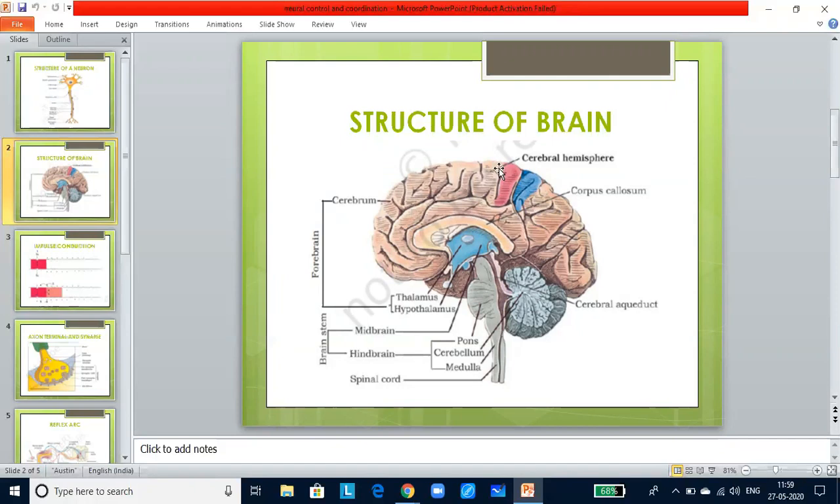Olfactory lobes are a pair of small structures completely covered by the cerebrum.